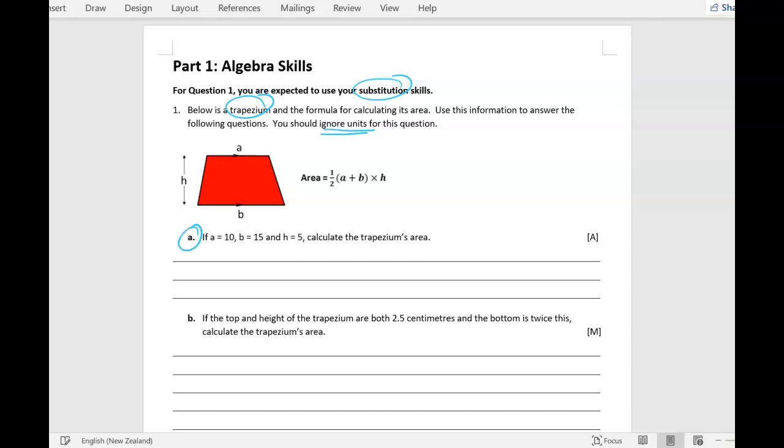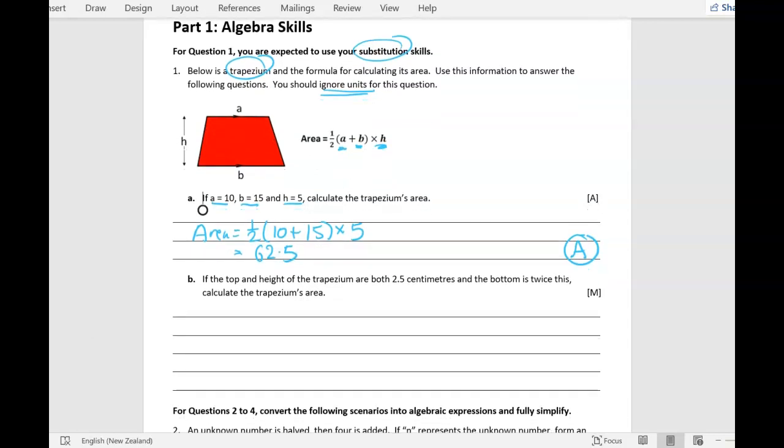So question A, we've been told if A is 10, B is 15, and H is 5, what's the area of the trapezium? We're basically just going to go in and substitute. So the area will be equal to 1/2, and we're going to take away the A and put in the 10, plus, and then we've got the B, take away the B, put in the 15, and that's going to be multiplied by the height, take out the H, put in the 5. So when you do all those, hopefully you've got 62.5. If you're able to get that with some working, you were given an achieved mark.